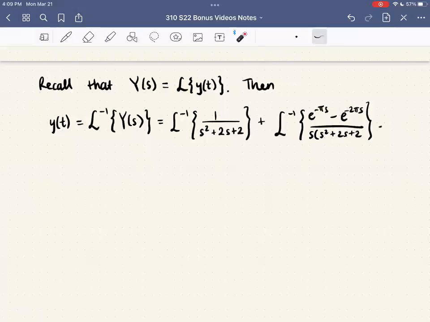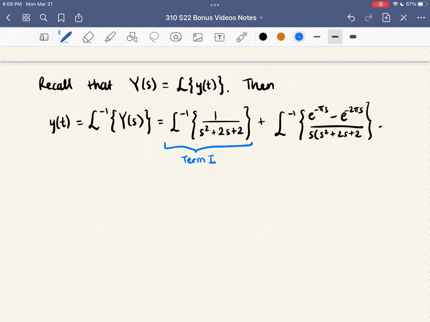So now I'm going to focus on computing the inverse Laplace transform of these expressions here. I'm going to focus on these one at a time. I'm going to call this expression term 1 and this expression term 2. I'm going to compute these separately and keep track of things. Just remember that at the end, y of t is going to be term 1 plus term 2.